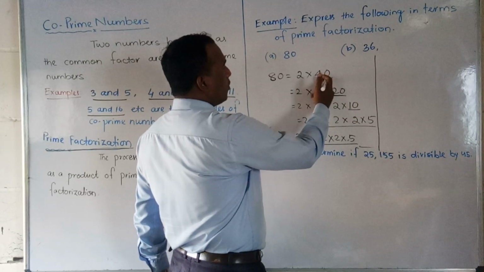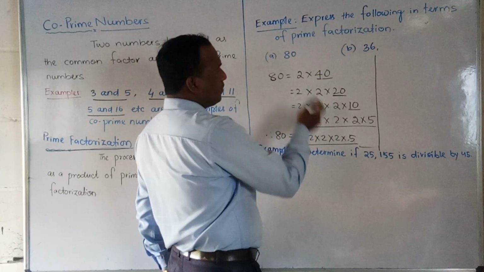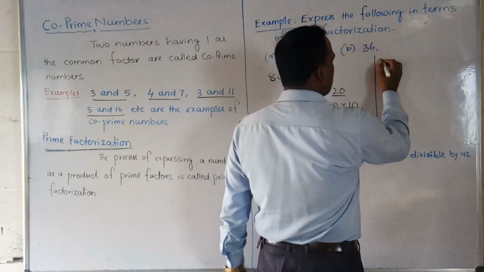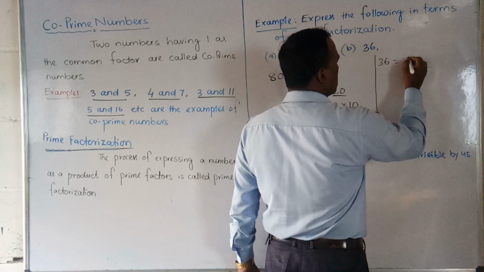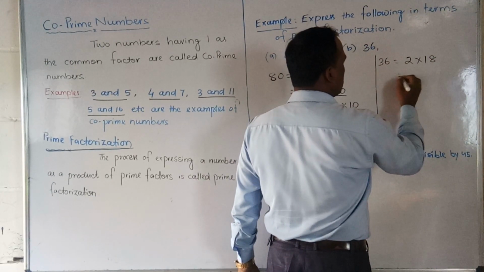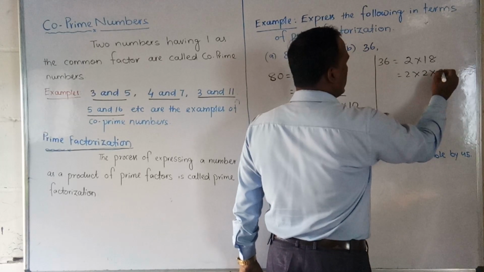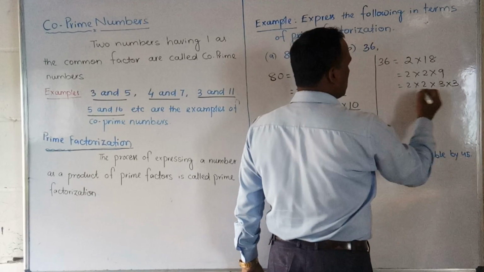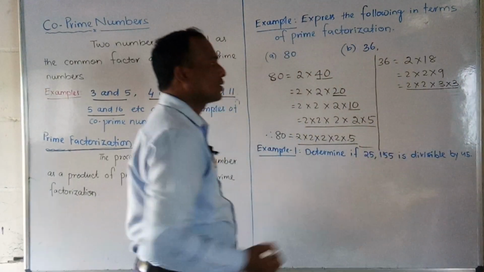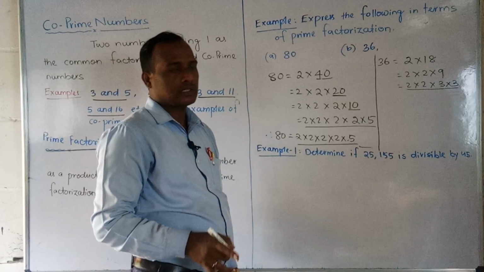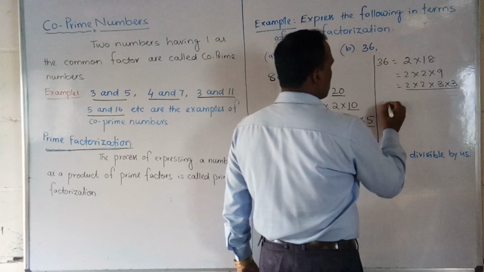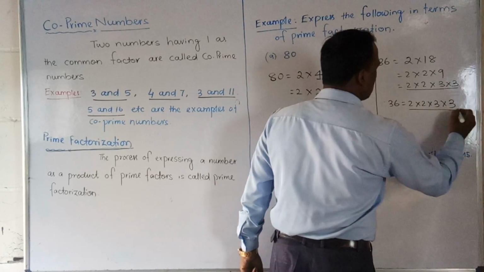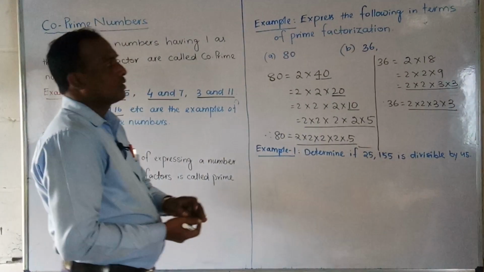You can write it as 4 into 10, a different way also, but whenever you are multiplying, it should be prime numbers. Suppose we are finding 36, we can do 2 into 18 first. Yes, this 18 we can break into 2 into 9, and 9 you can write as 3 into 3, so these are all prime numbers. If it is not a prime number you must break or split it. Hence 36 is equal to 2 into 2 into 3 into 3.